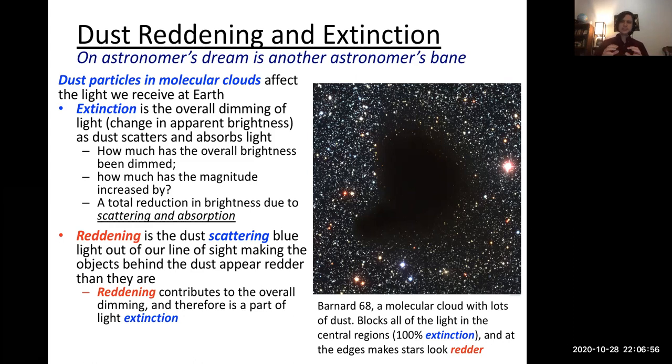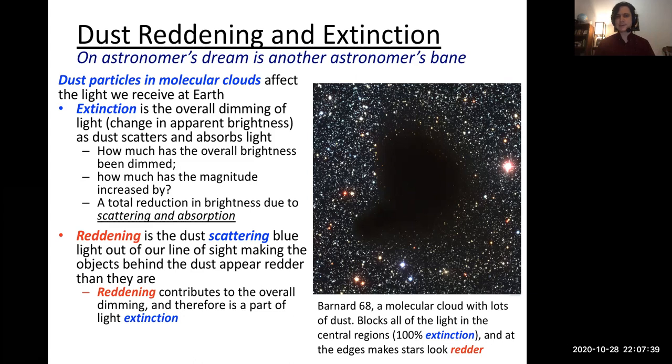And this image is just great because it demonstrates these two similar yet different concepts. We have extinction, a photometric effect, photometry. Extinction is just a measure of how much this object, Barnard 68, how much the gas and dust of the ISM is making things appear less bright. It's the overall dimming across all wavelengths. So it's a photometric thing. It is a change in apparent brightness. It's a measure of how much the ISM has dimmed something, made it look fainter.